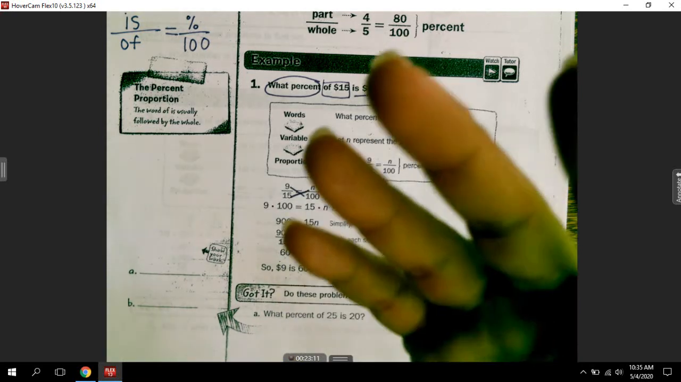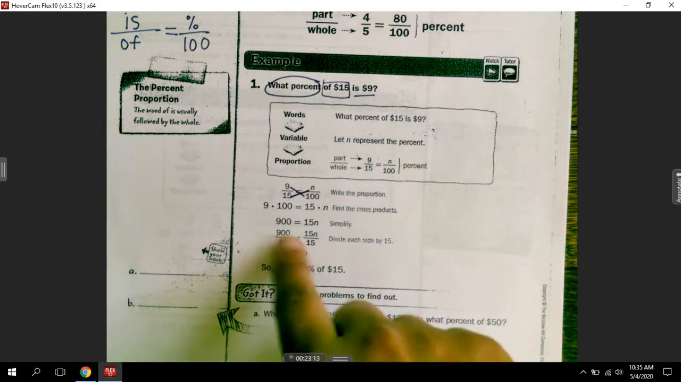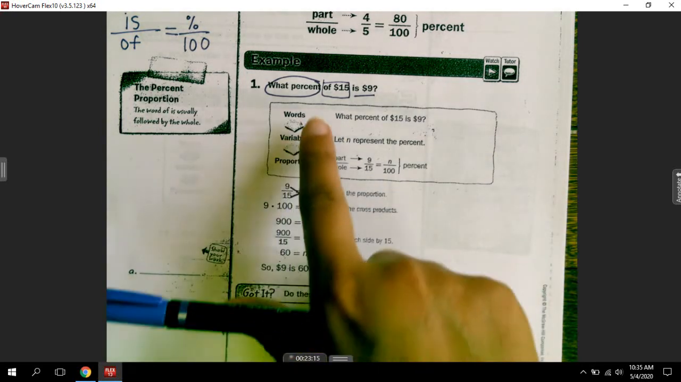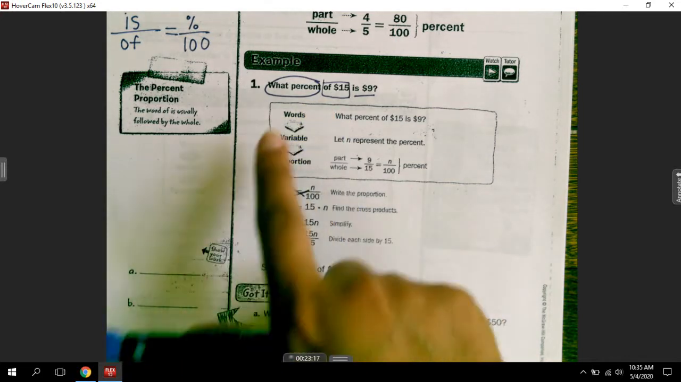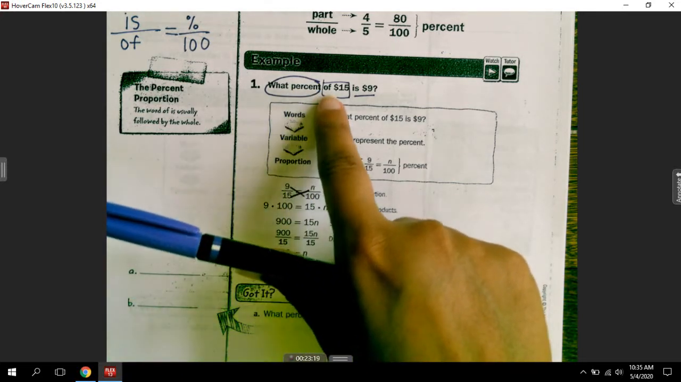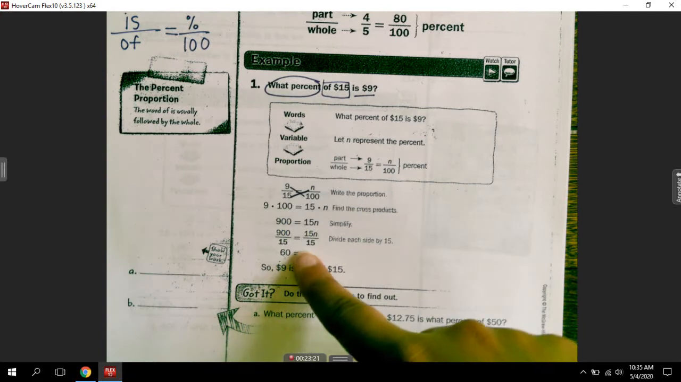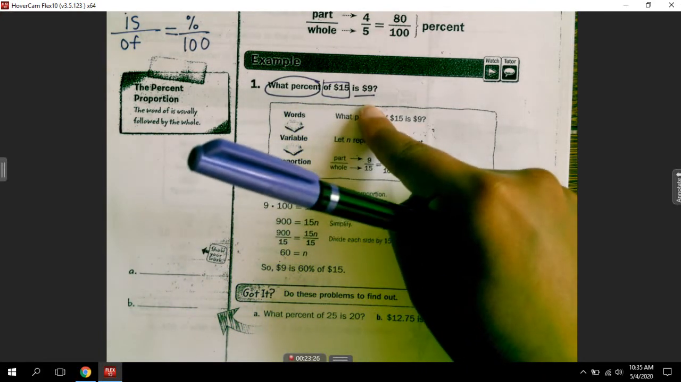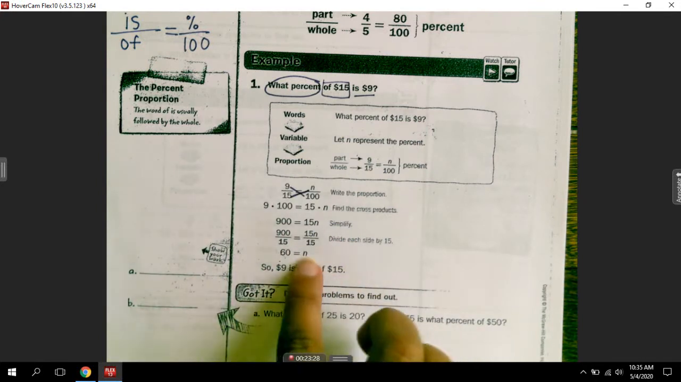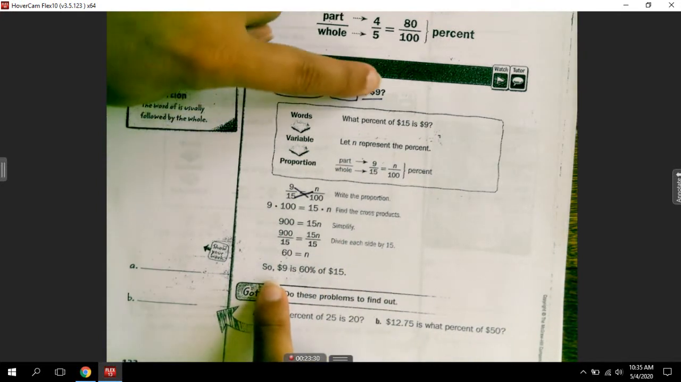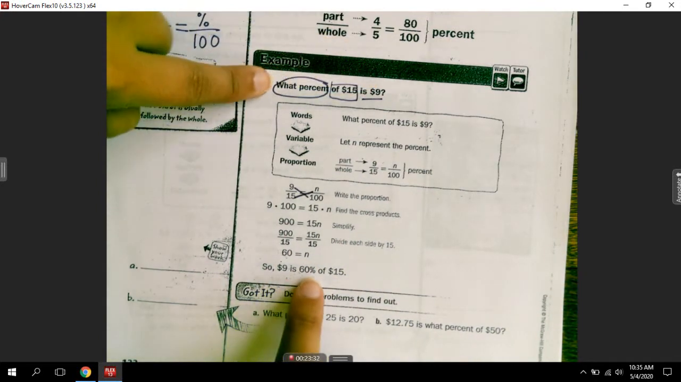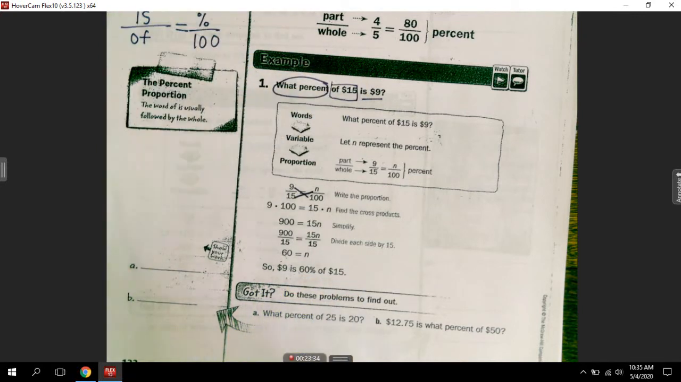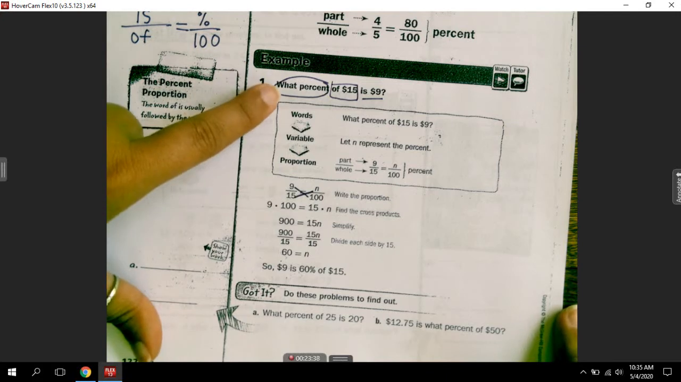To write your answer in sentence form, you're basically just plugging it back in. The answer was 60. 60% of $15 is $9, or they kind of worded it a little bit different: $9 is 60% of 15. You can switch it around whichever way you want, but you're just plugging it back into that sentence.